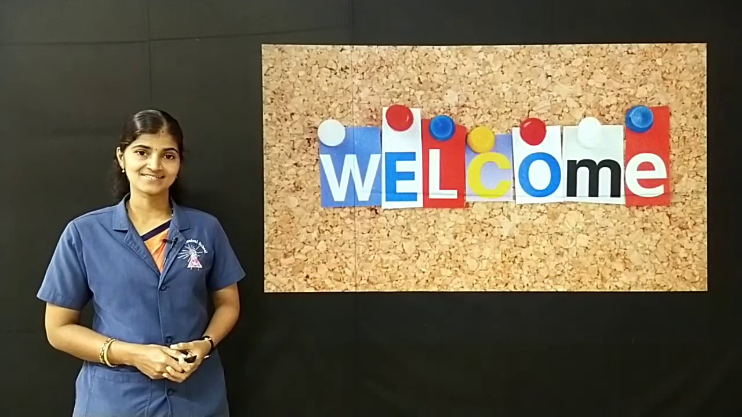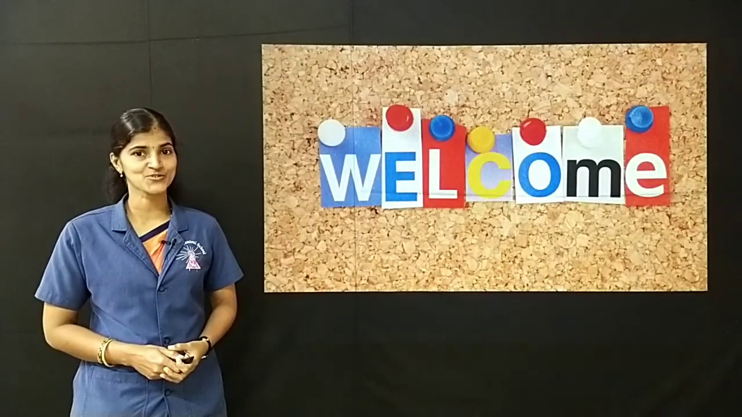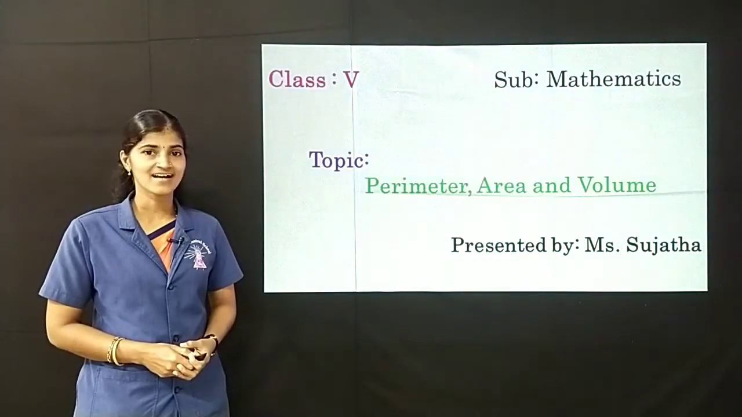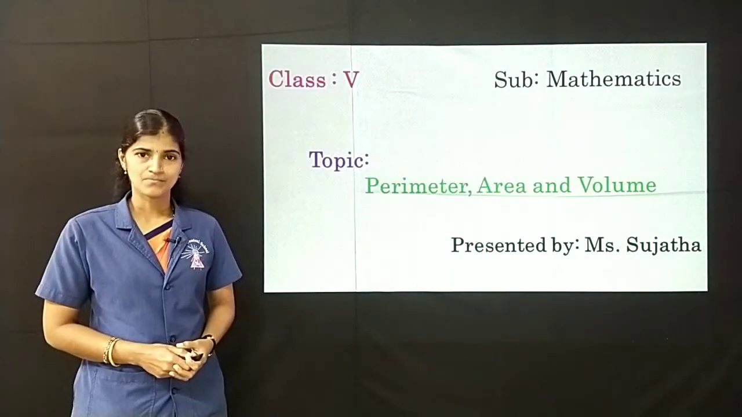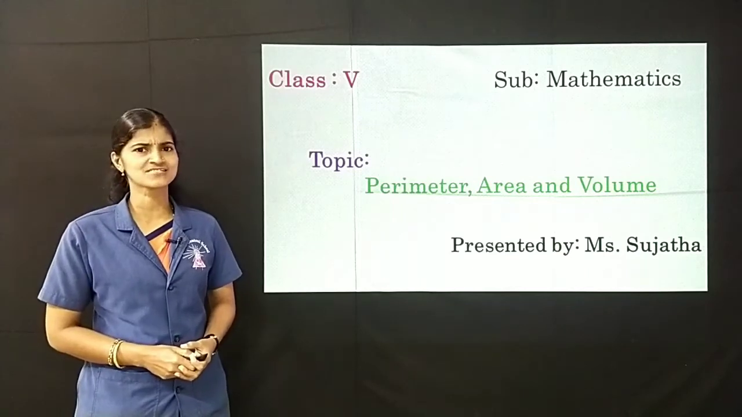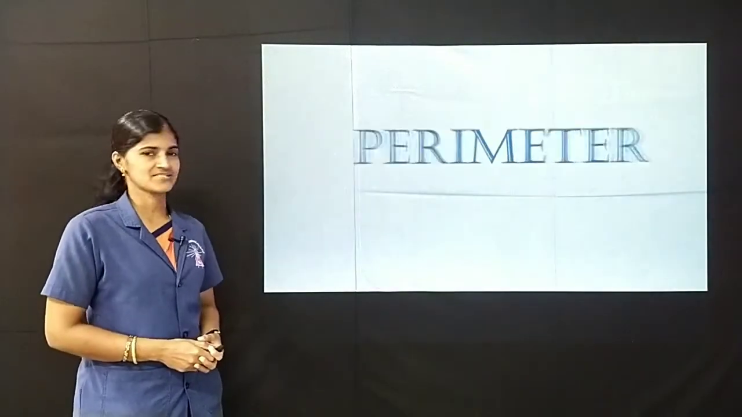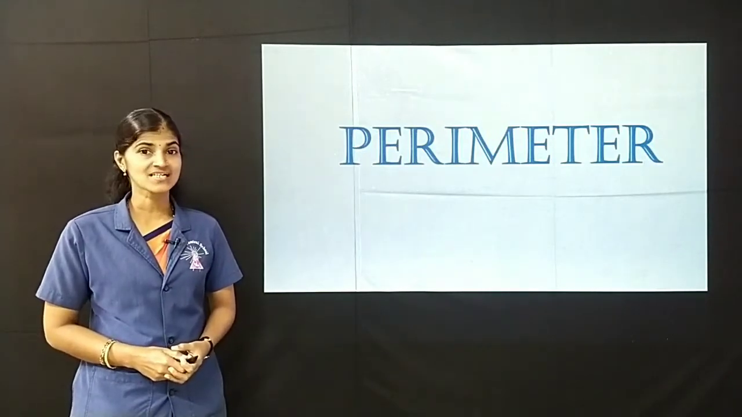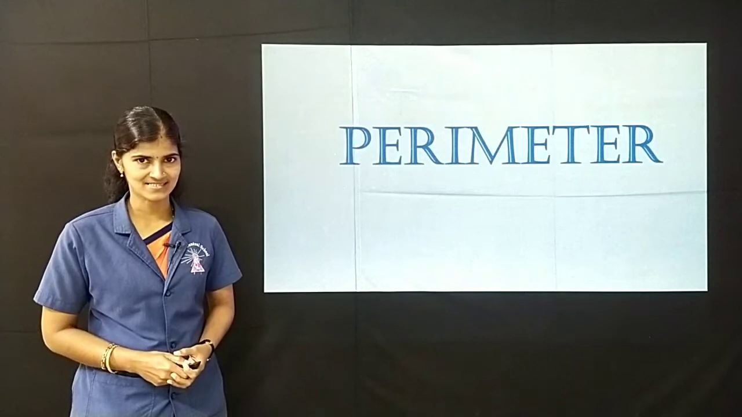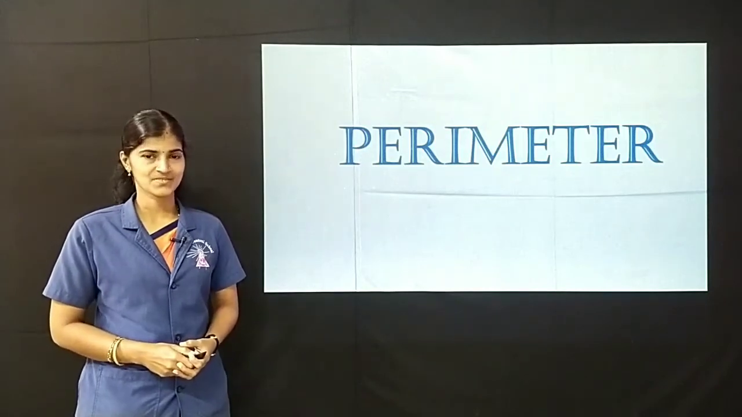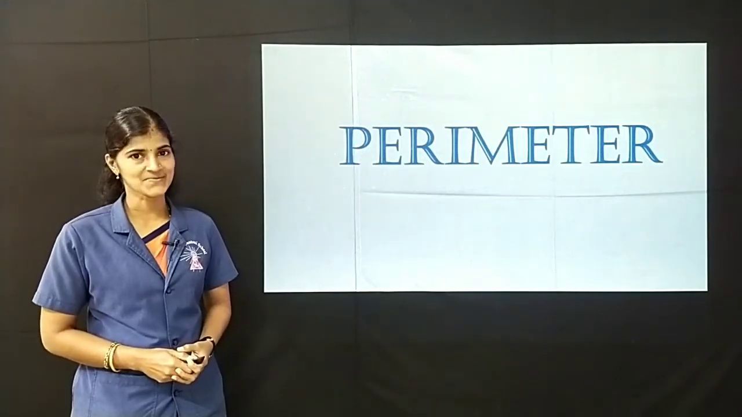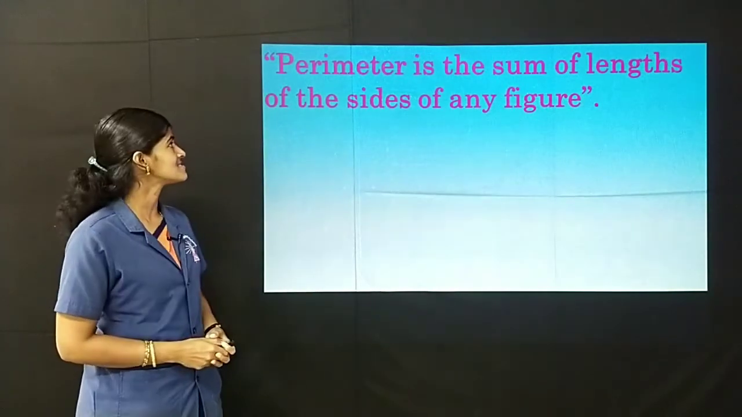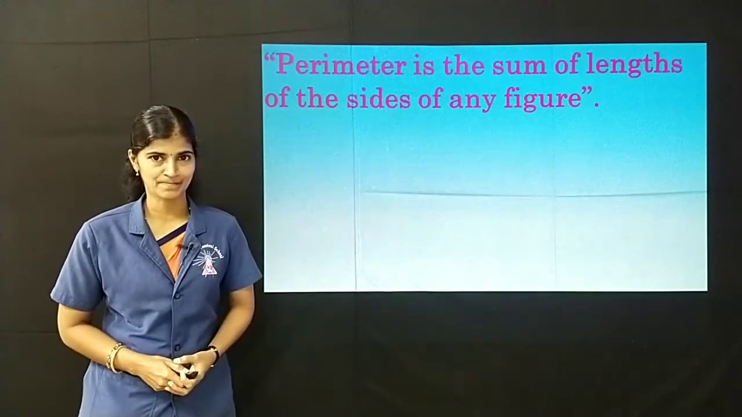In today's maths class, we are going to learn a topic in geometry, that is perimeter, area and volume. Today, let us just concentrate on the topic of perimeter. What do you mean by perimeter? You have studied perimeter in your 4th standard class. Let us recall that. Perimeter is the sum of the lengths of the sides of any figure.